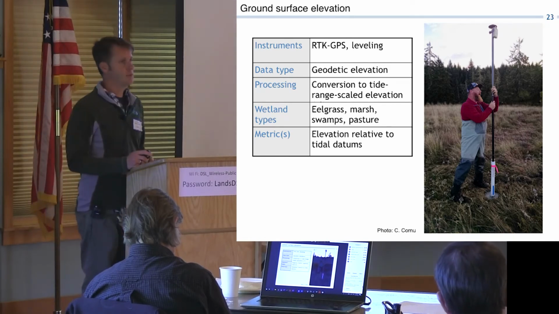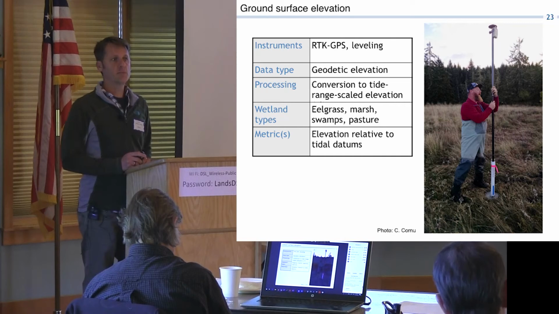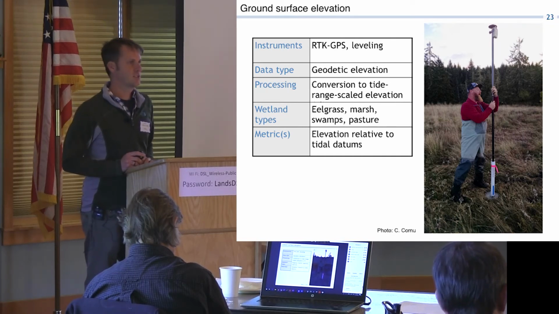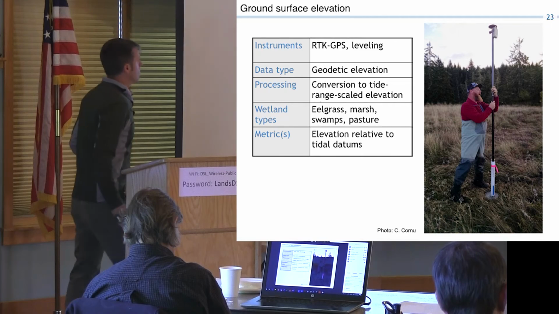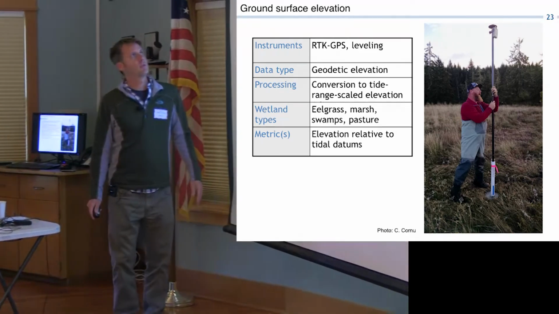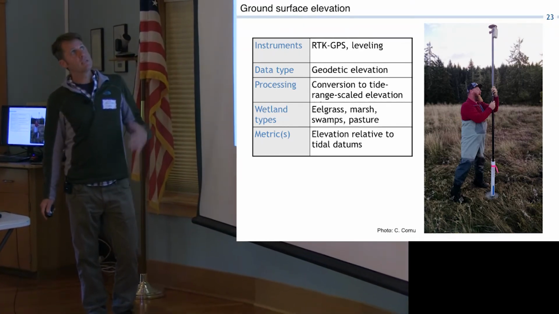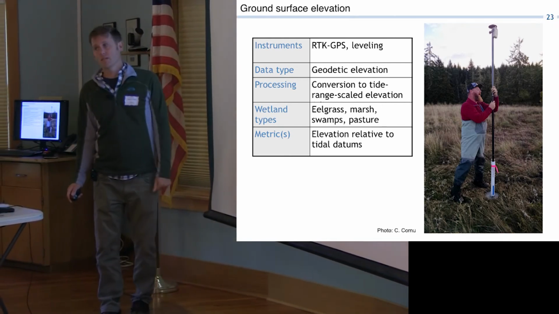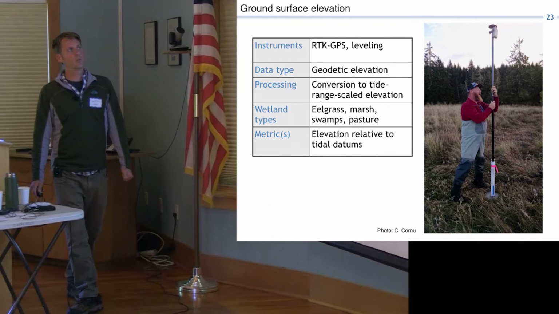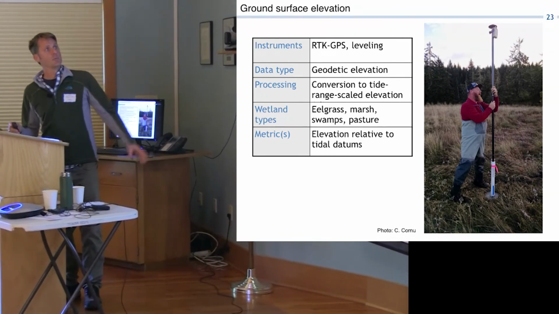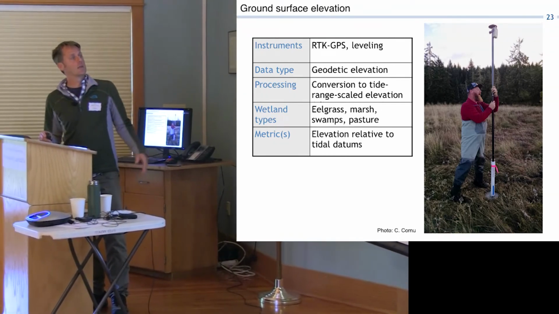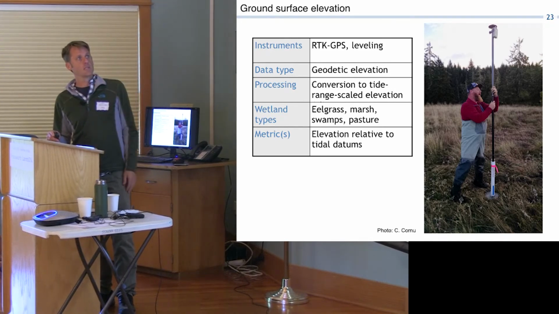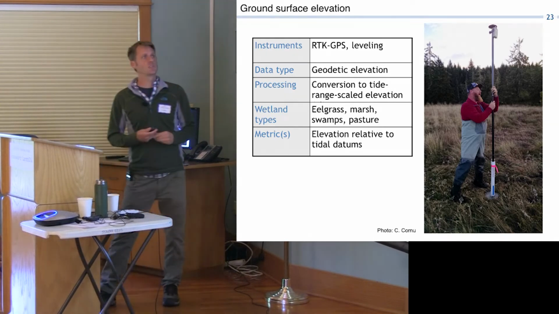The data that you get out of RTK GPS is a geodetic elevation, so it's sort of meaningless in a tidal system because plants care about inundation, not geodetic elevation. So to make it meaningful from the ecosystem perspective, we scaled all the geodetic elevation to a tide range elevation that we call Z-star. I'll show more on that in a second. We measured elevation everywhere in the eelgrass, marshes, swamps, and in the pastures.